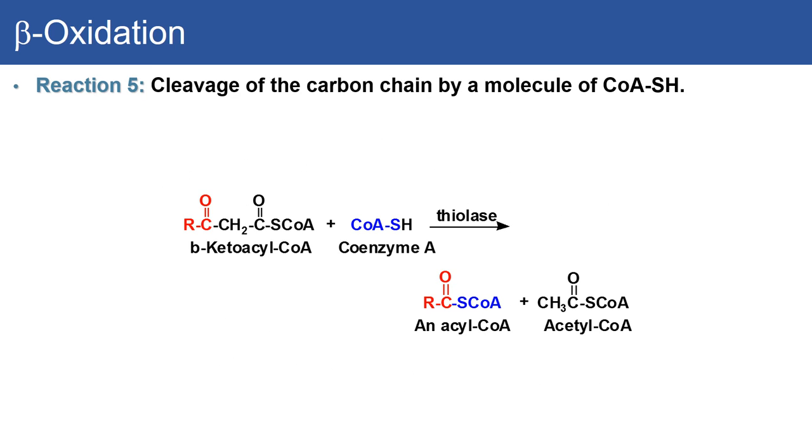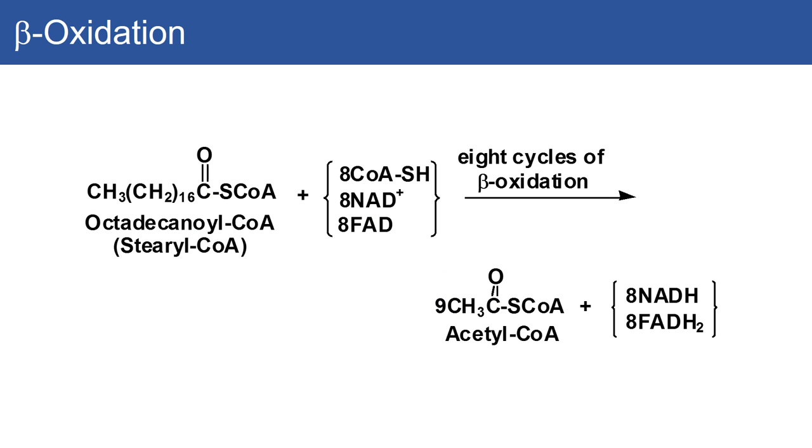That was reaction 4. Reaction 5, we're going to cleave that carbon chain by a molecule of thiolated CoA using a thiolase, and we end up with an acyl-CoA and an acetyl-CoA. So we end up with 2 molecules, and this is where we then start chopping things off. The cycle of reactions is then repeated on the shortened fatty acid chain and continues until the entire fatty acid is degraded to acetyl-CoA. So we just keep going down that pathway.